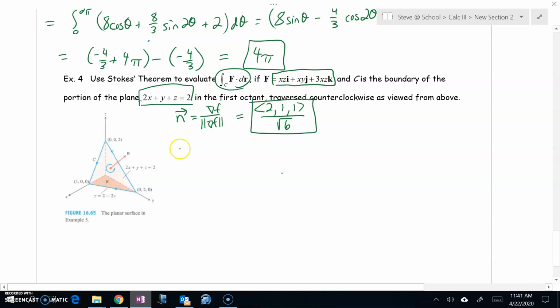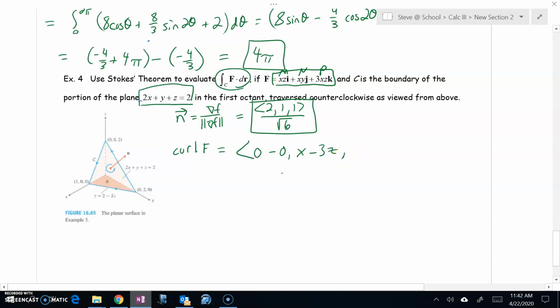The curl of f, using the formula up above, if this is your m, n, and p, and using the formula from the first page, we get dp dy, there's no y there, minus dn dz, there's no z there. We have dm dz, we do have a z here, so when we take the derivative, we just get x, minus dp dx, which is 3z.